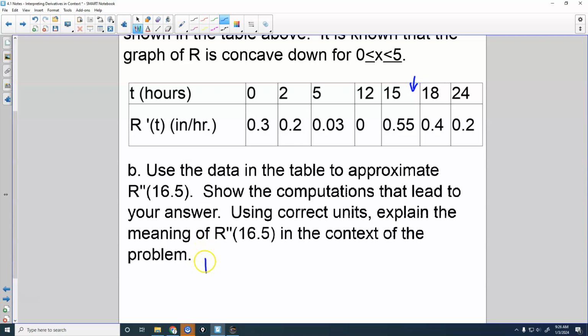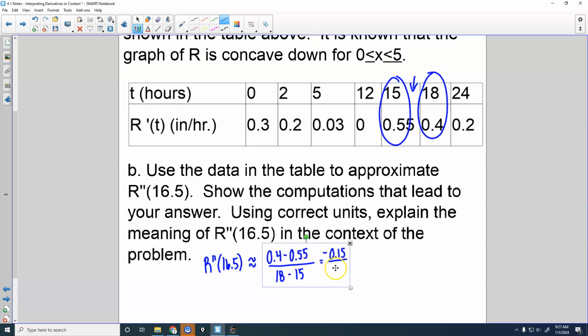So we would say R double prime of 16.5 ≈ (we will use squiggly equal signs because this is an approximation, it's not the exact value). And then we're looking at these 2 points right here. So we would say (0.4 minus 0.55) over (18 minus 15). And that's going to give me negative 0.15 over 3, which will give me negative 0.05, I believe. Did I do that right? I think so.